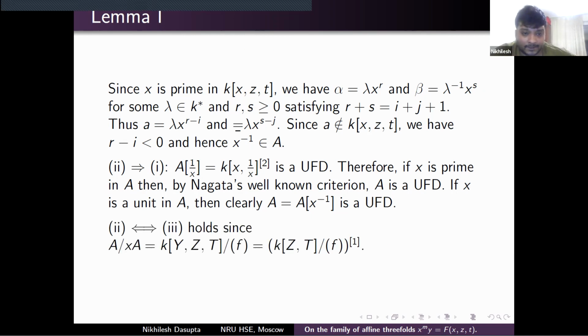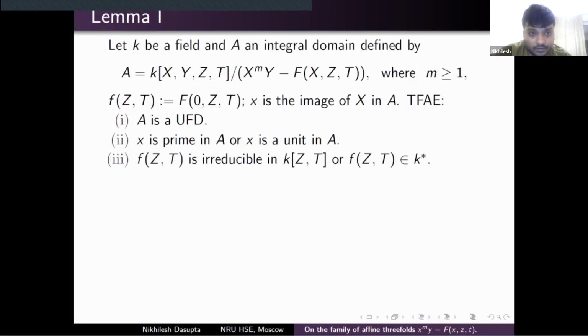And 2 and 3 are obvious, because if you go A mod XA, the X goes away, it is K[Y,Z,T] mod f, which is K[Z,T] over f. Well, you can ask why I am doing this lemma. This lemma involves certain important things which are needed later also. The lemma is not needed in every result, but what I have to look at is: what is A[1/X]? A[1/X] is a polynomial algebra over K[X,1/X], where A is given by this equation. What is A mod XA?